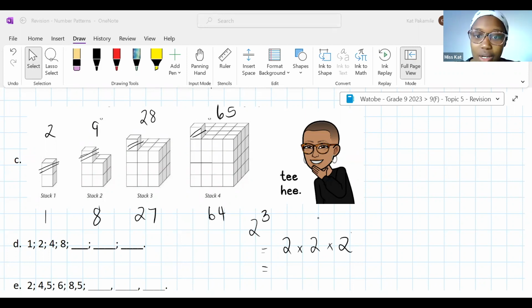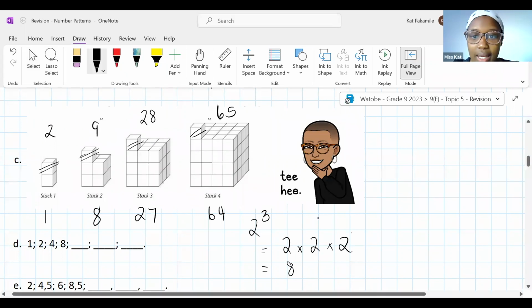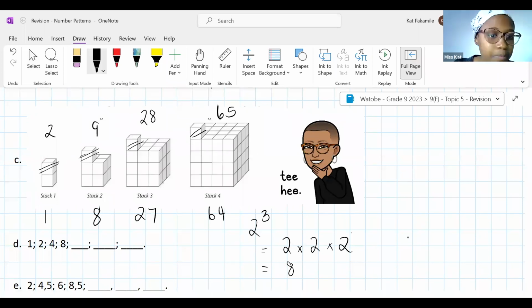I see you guys, I got it correct the first time. There we go, Chichi. It's 8. Yes, it's 8. What is 3 cubed? How much is 3 cubed? 27.